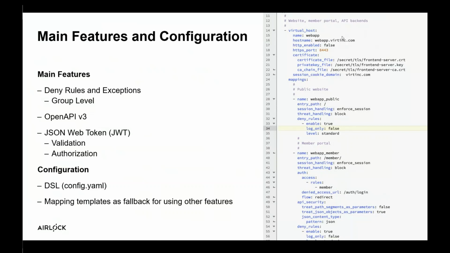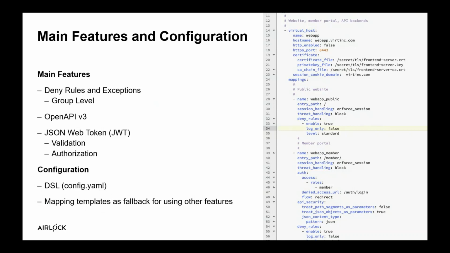What we included in the DSL or in the specification is the possibility to do deny rules and exceptions, upload OpenAPI specifications, as I said, validate JWT, the JSON Web Token, and extract authorization out of it, so you can send roles using those JWTs. And as I've shown you, the configuration is done with DSL, so the config YAML I showed you.